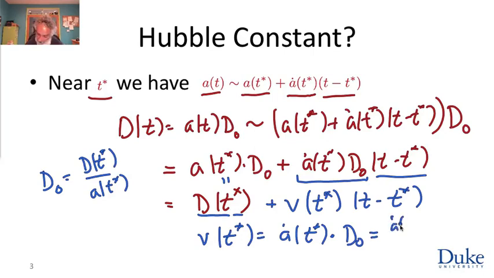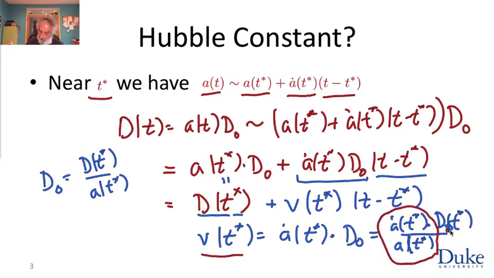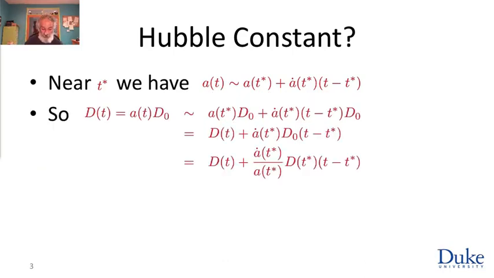So plugging that in here, we find that the recessional velocity at time t star is given by a dot of t star times d0 divided by a of t star. Oh, look, now times d of t star. And now we have what we wanted. We have the recessional velocity at time t star given by something times the distance at time t star. We identify this object as the Hubble constant that they would have measured, for the reasons we just specified, if they made measurements of the Hubble constant at their time.